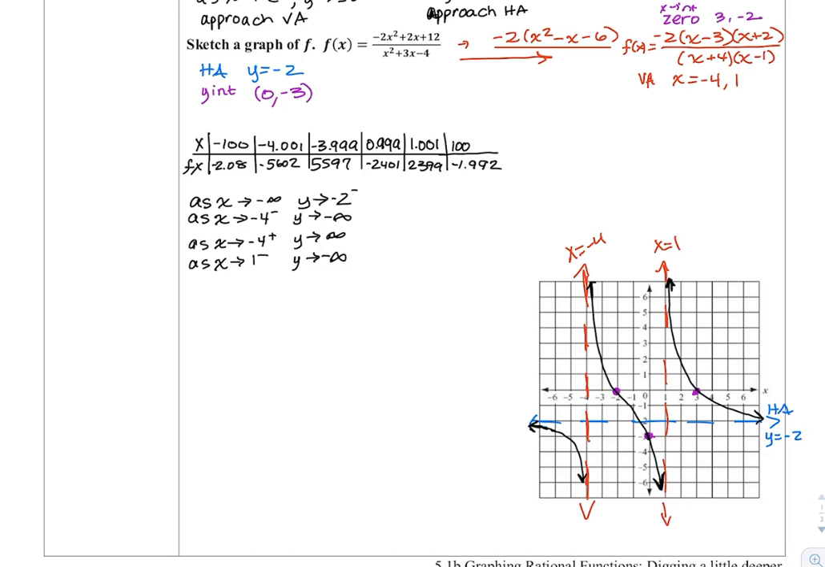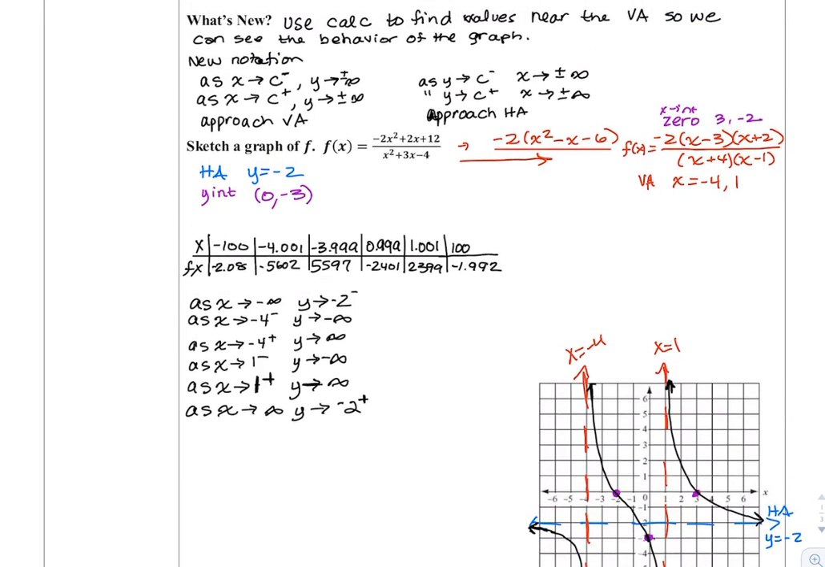And there we go. So let's write that last statement. As x approaches 1 from the right, y is approaching +infinity. And then as x approaches infinity, y is approaching -2 from the top. And that's how I would like to see you write your notation for those kinds of problems.